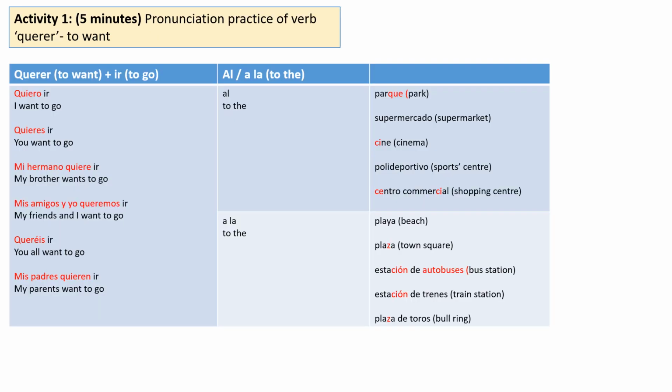Okay, Year 7, hello and welcome to your next Spanish lesson. So we've got another sentence builder here. We're going to be practicing the pronunciation of the verb querer, which is a bit tricky. It means to want. So, repeat the verb or the phrase after me, please.